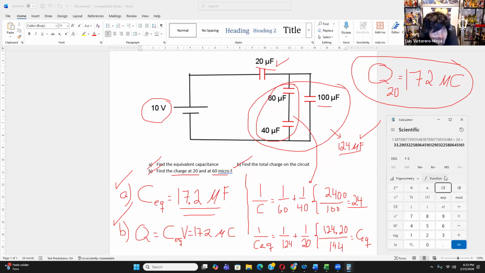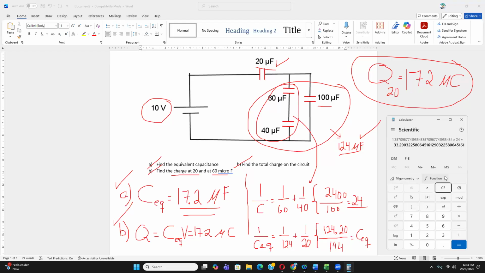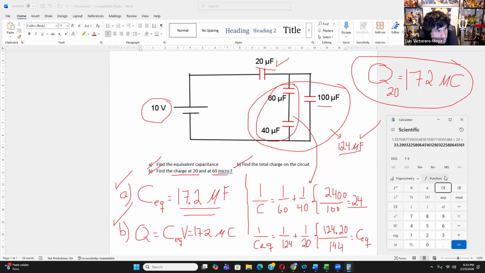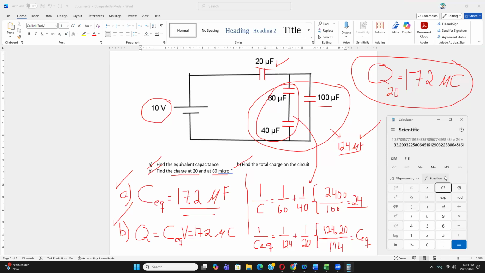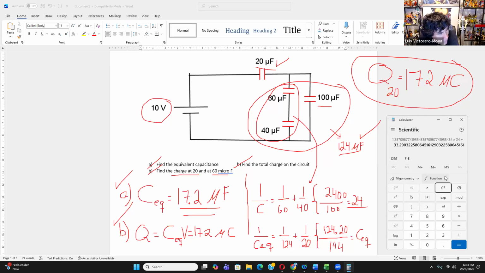Okay? The main thing, if we want to find the voltage on the 20 microfarad capacitor, then we divide 172 by 20. Okay, that's it. Thank you. Any other questions about this?